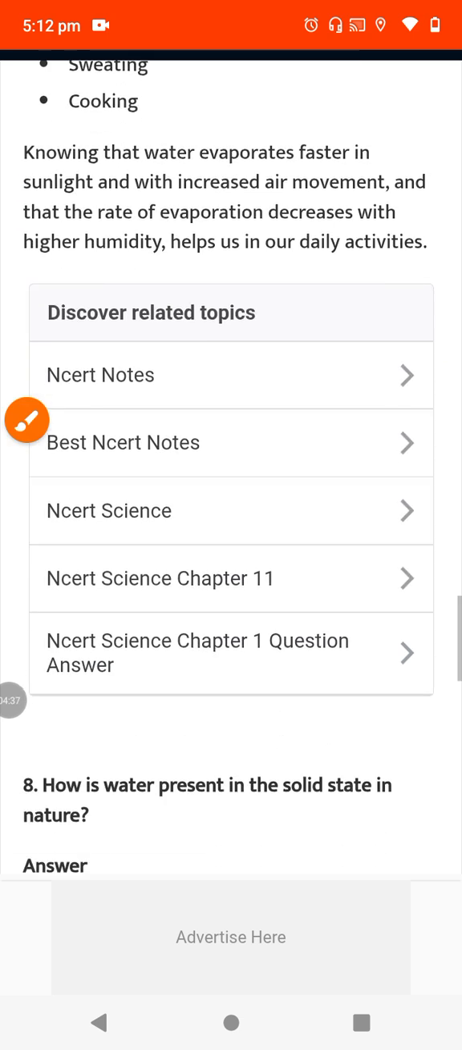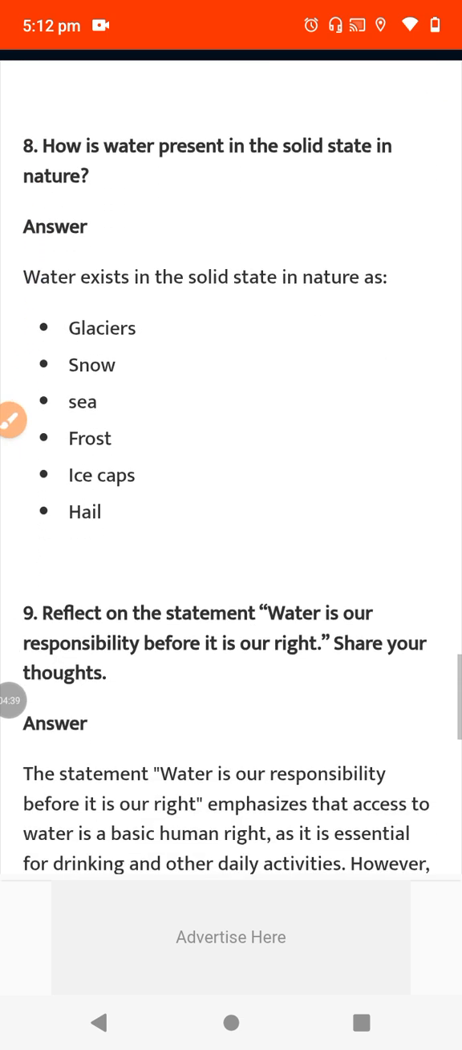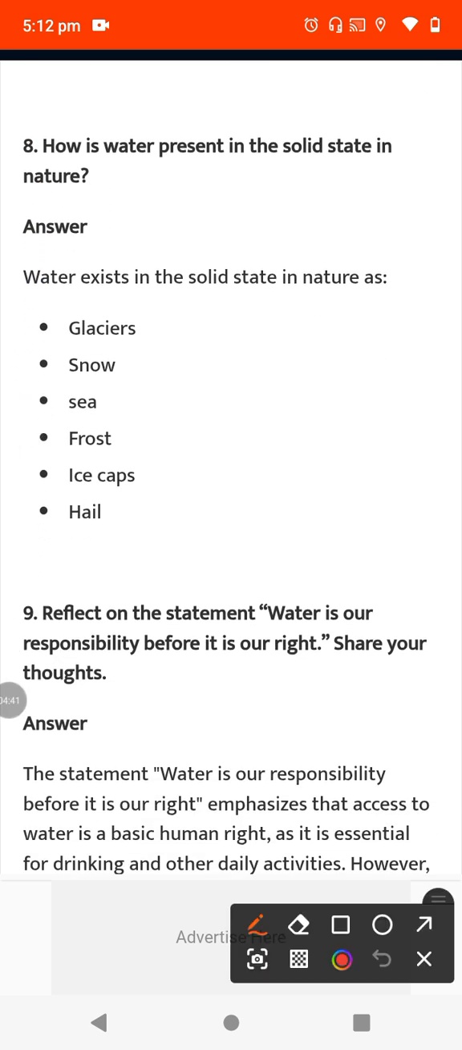Now after this one, how is water present in solid state? Water is present in solid state as glaciers, snow, frost, ice caps, and hail.